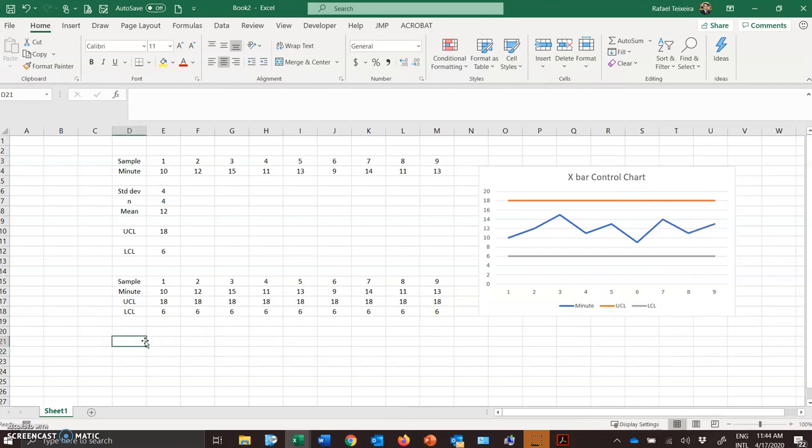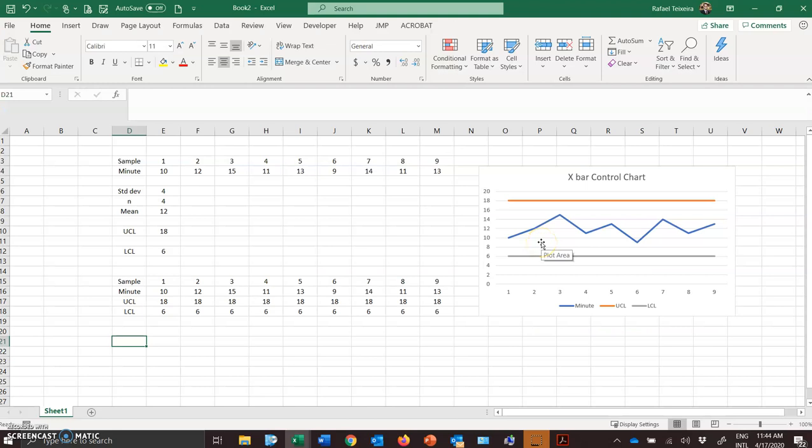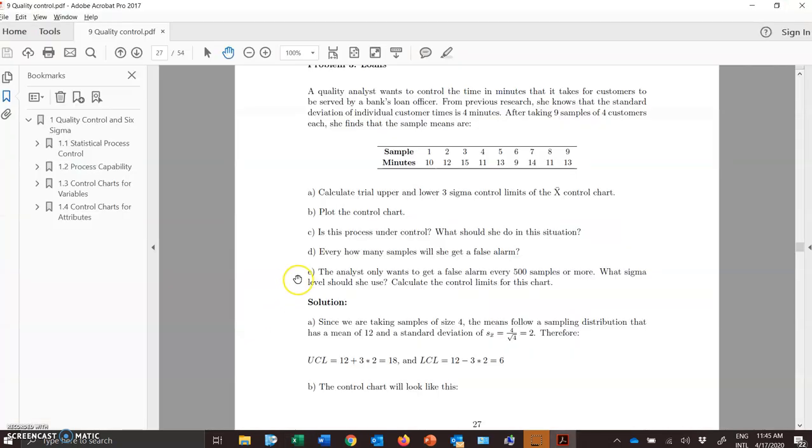All right, let's go to the third question. The third question is: is this process under control? What should she do in this situation? So it's in control because all the samples 1, 2, 3 up to 9 are within the control limits. So what she can do is keep working like this, maybe training people to keep working as they are, and so forth. Okay, so let's move on to the next question.